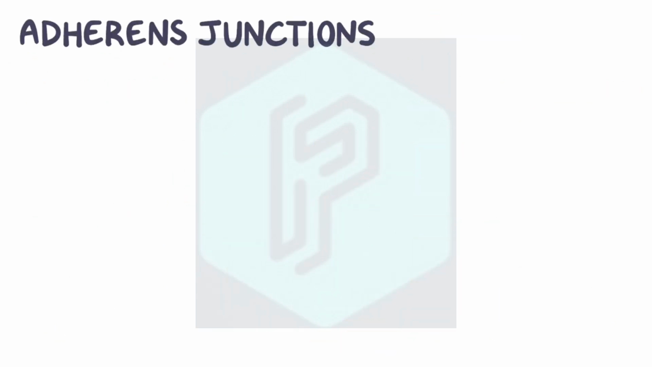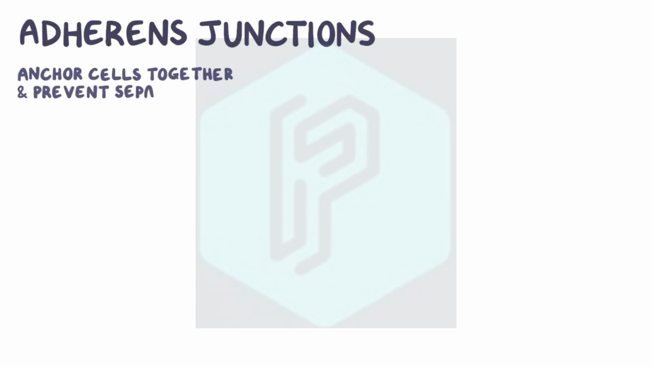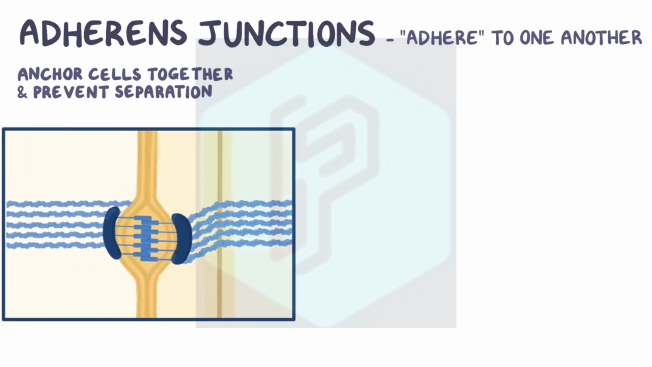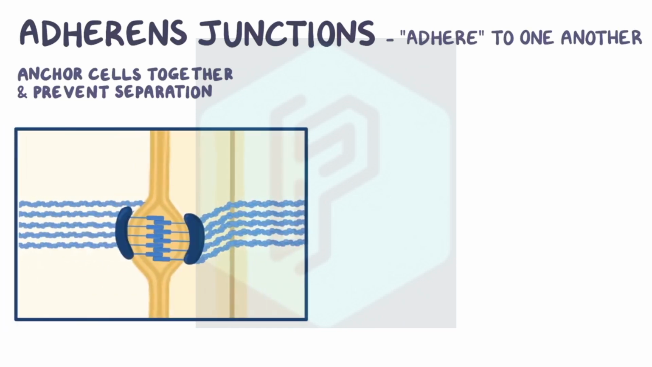Adherens junctions are formed by groups of proteins that anchor cells together side by side and prevent their separation, making them adhere to one another. Adherens junctions have three major components. The first component are long filamentous proteins called actin filaments that are part of the cytoskeleton and help give a cell its shape. The second component are protein plaques, which are protein structures within the cytoplasm that are anchored to the plasma membrane that bind to the actin filaments.